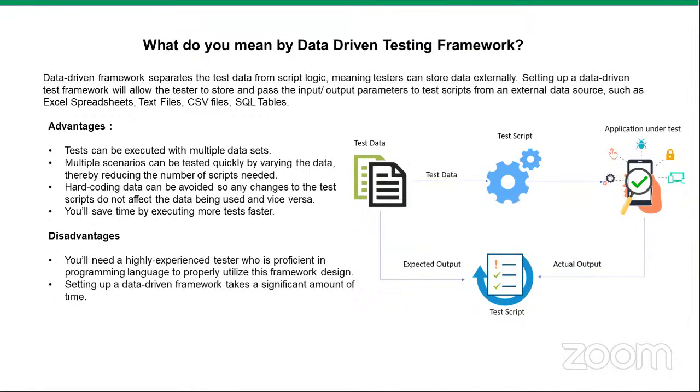Now, hard coding is avoided here, which means you don't have any test data written inside the script. We have it separately inside the data source, like Excel spreadsheets. So if you want to test the scenario with a different set of data, you can just change the data set. You can make changes in the Excel so that you can get it tested. So hard coding is completely avoided here. It will save execution time, and the test will run faster.